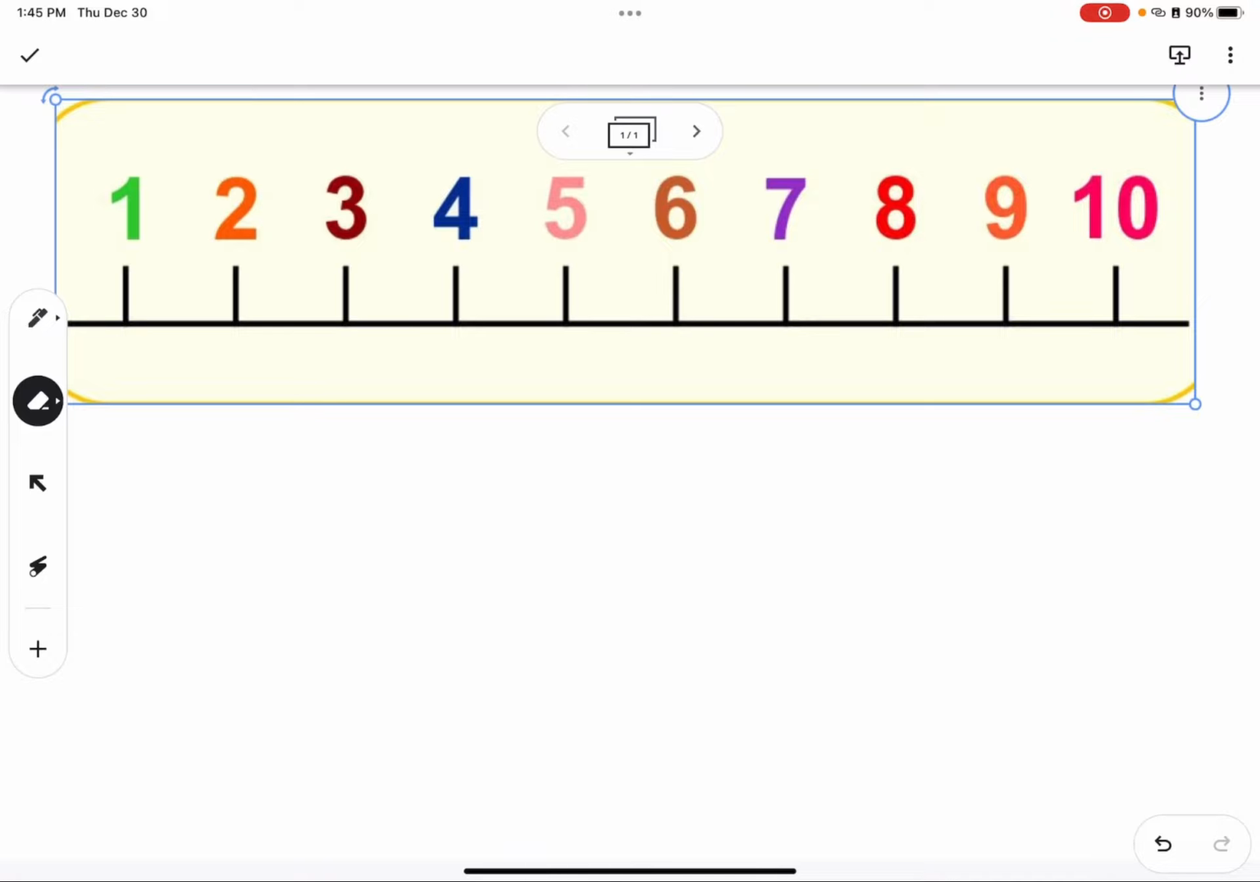Okay, so we've talked about the different types of numbers. We've got whole numbers, which are 1, 2, 3, 4, 5, 6. These are the counting numbers. Whole numbers include 0. And then we've talked about integers, which are 0, 1, 2, 3, 4, 5, 6, 7, 8, 9, 10. But they also include negative numbers.